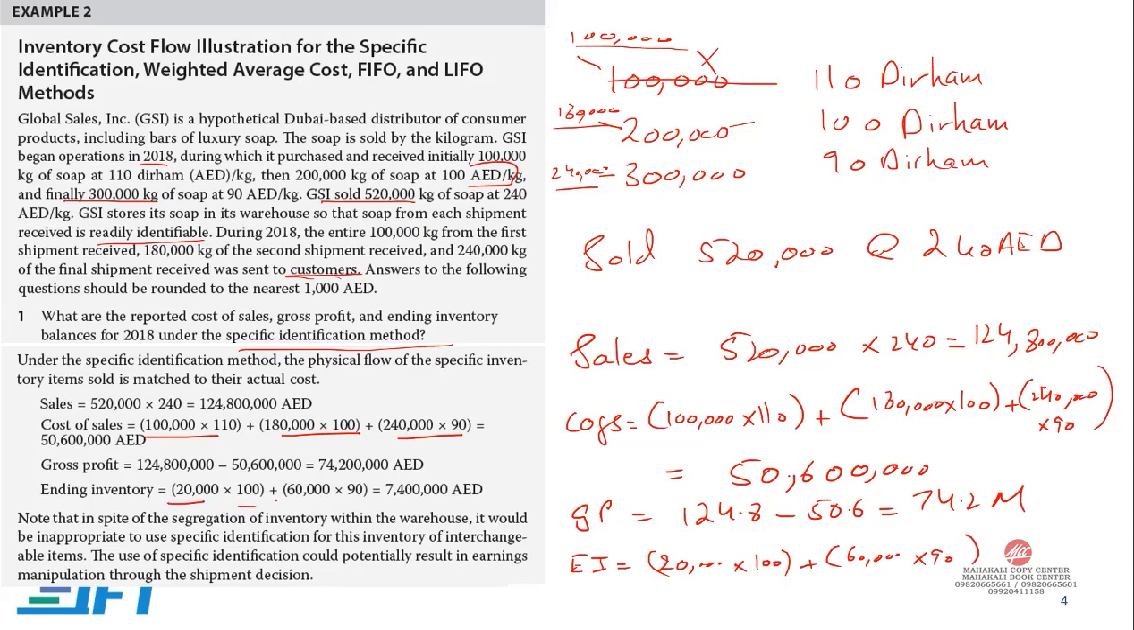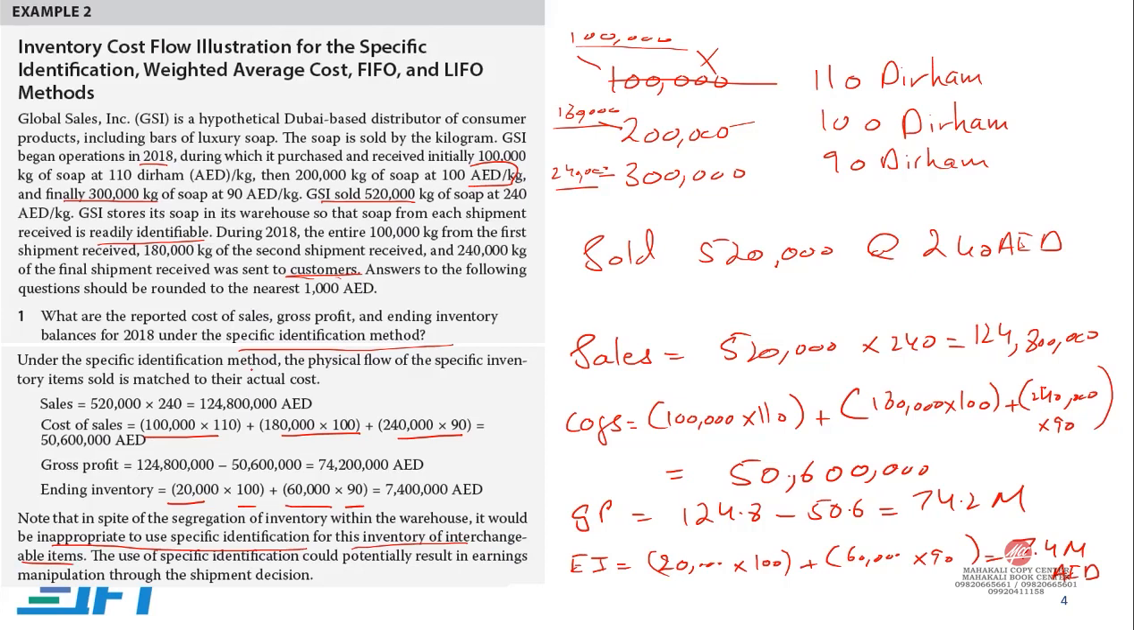So 20,000 multiplied by 100, 60,000 multiplied by 100. So in the end, the ending inventory would be 7.4 million dirham. Now note that in spite of the segregation of inventory within the warehouse, it would be inappropriate to use specific identification for this inventory of interchangeable items.